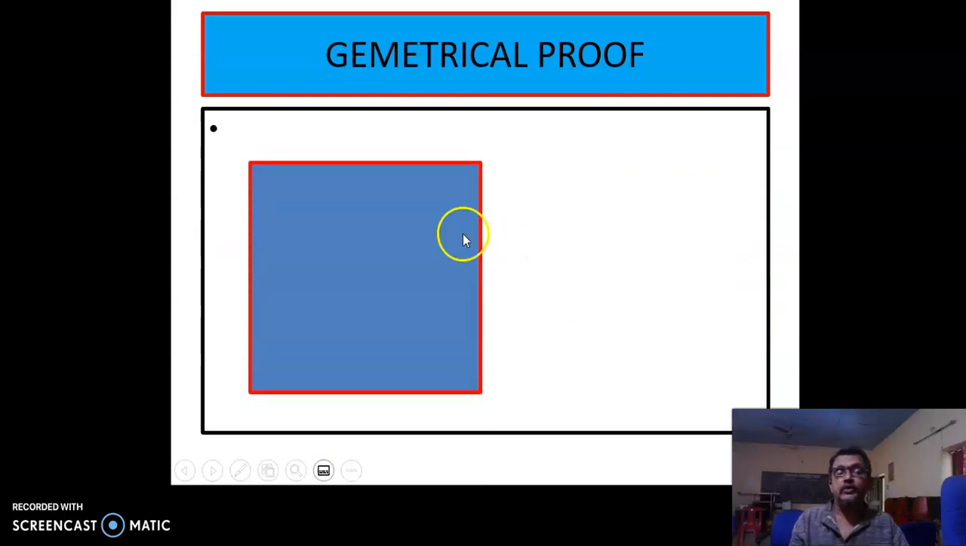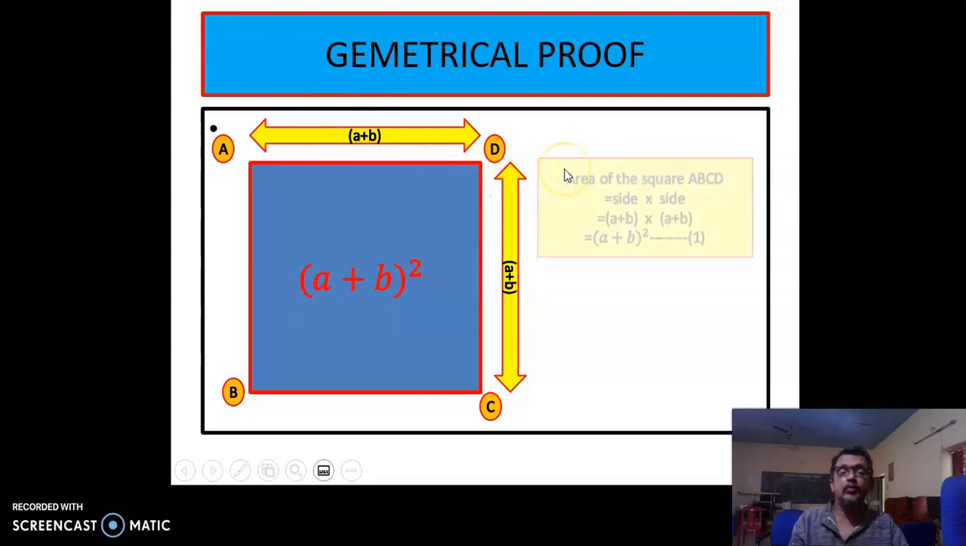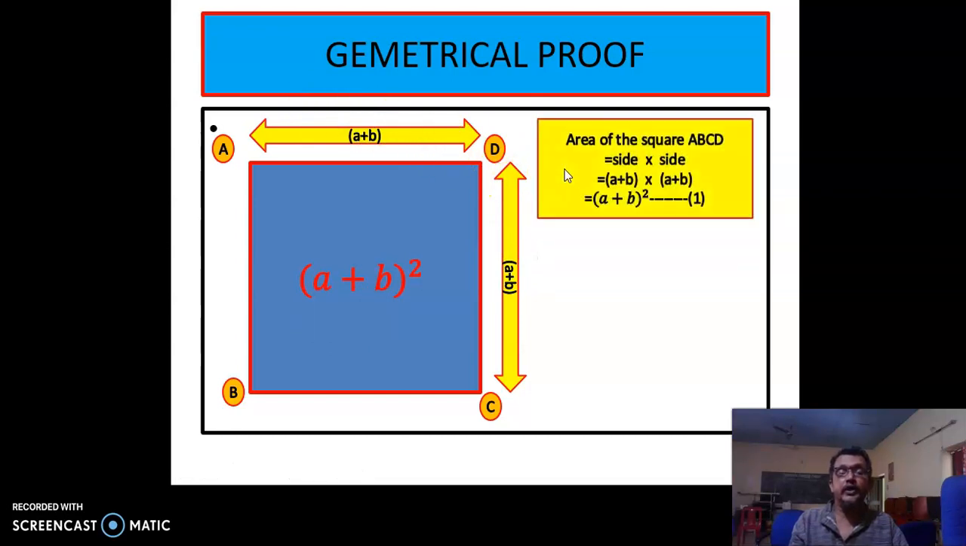Very beautiful proof. So let us take this square. Let ABCD be a square. So this length is a plus b. Similarly, this side is also a plus b. So you know that the area of a square is side into side. Therefore the area of this square is a plus b into a plus b, that is a plus b whole squared. This is the area of this square, a plus b whole squared.